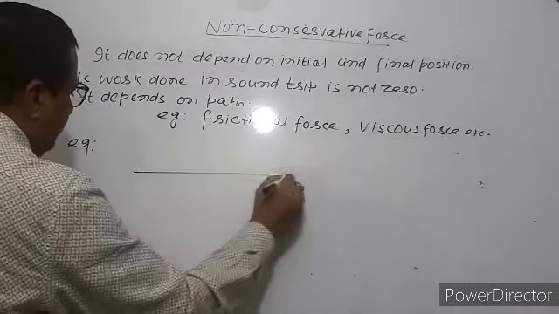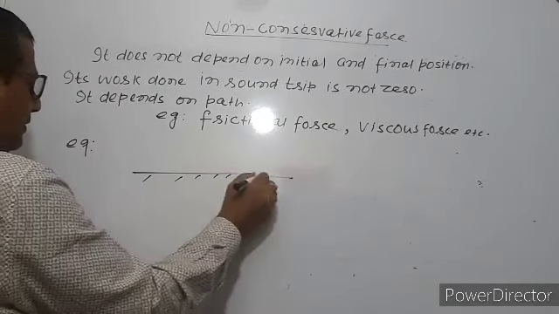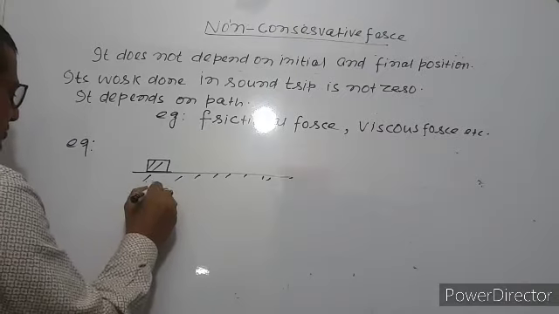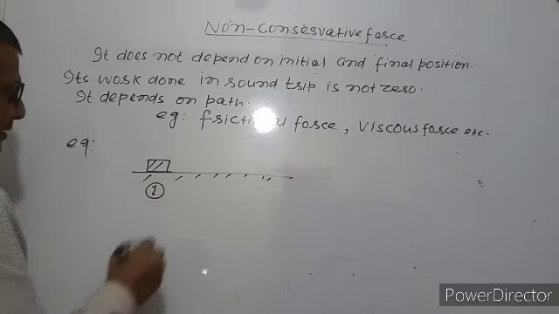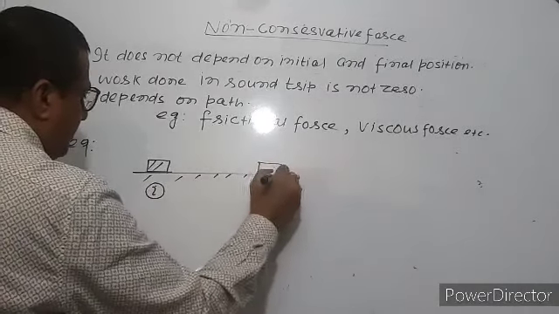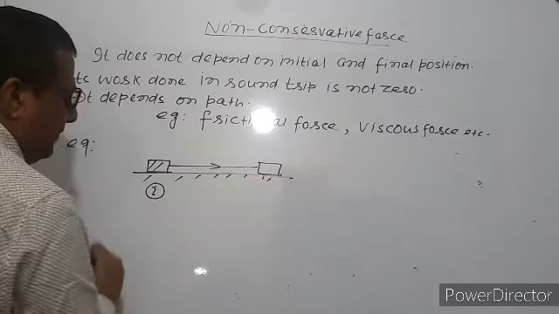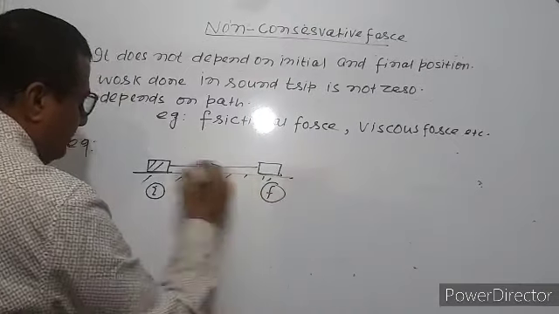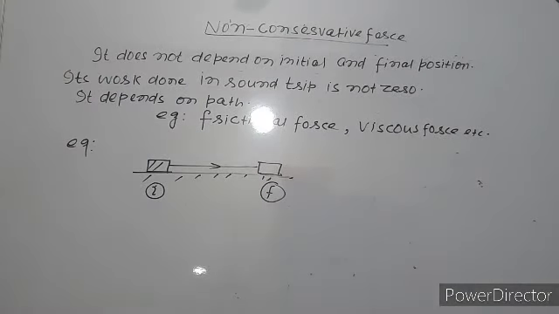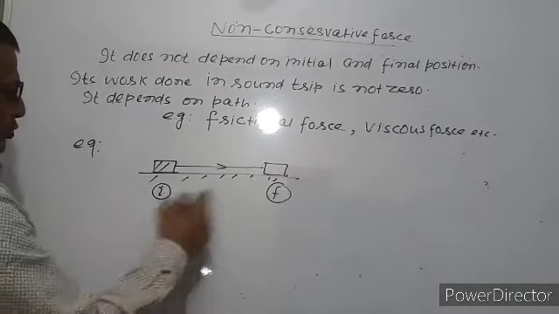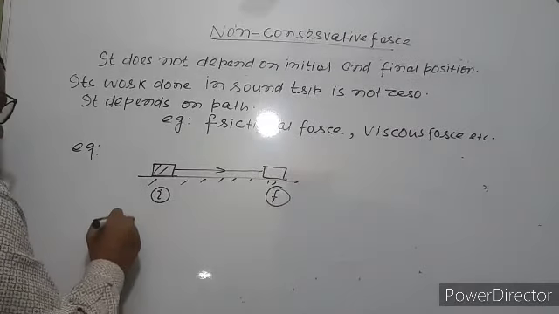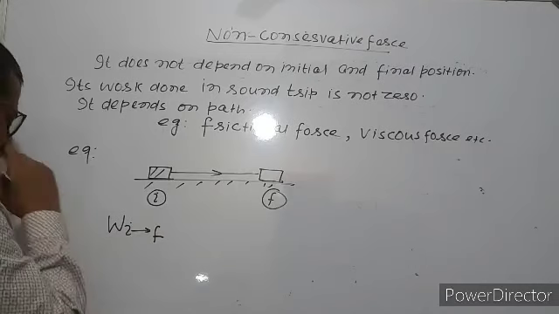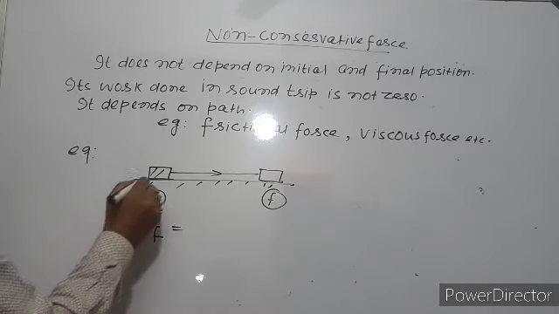Suppose that there is a body. We are applying a force on this body. This is the initial position. The body reaches this position. This is the final position. Now, work done due to frictional force, I to F, Fd cos theta.